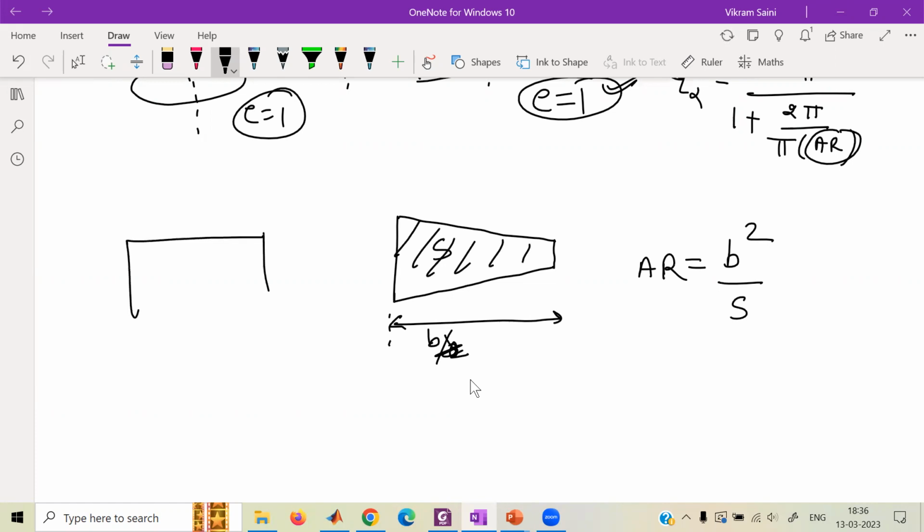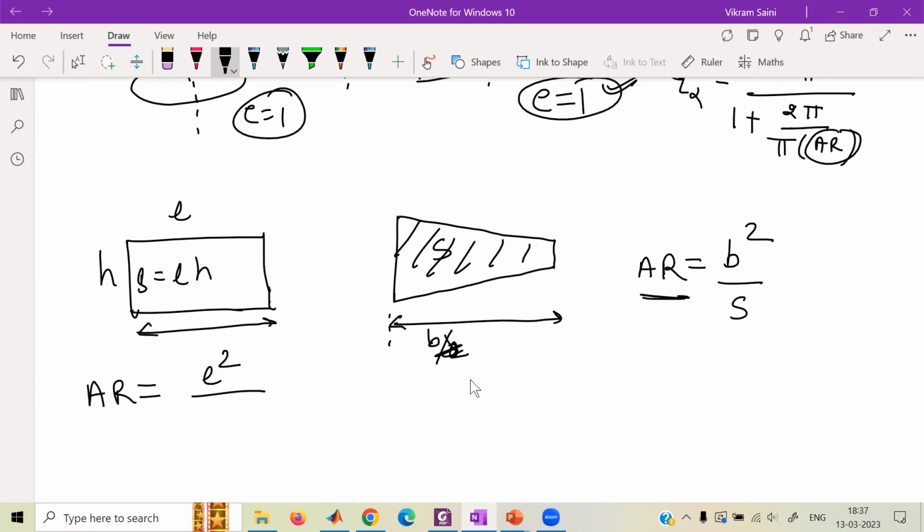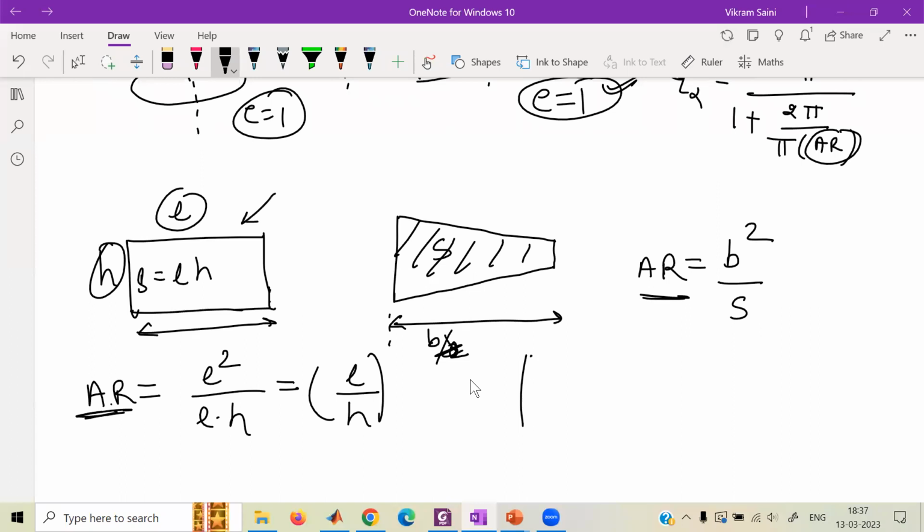And for a rectangular geometry, let's say it has a length L and some height h. So its area will be L times h, right? Looking at the formula for aspect ratio, you will have b squared, which is L squared, divided by S, which is L times h. So it is L over h. For a rectangular geometry, aspect ratio is nothing but the ratio of length to height. But the geometries of aircraft wings are not always rectangular.